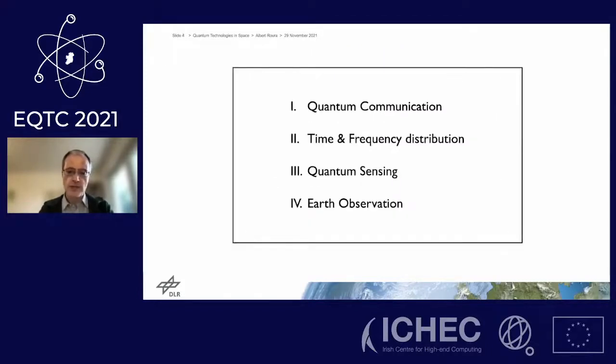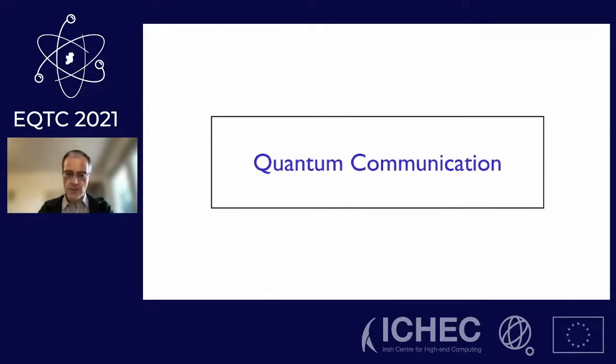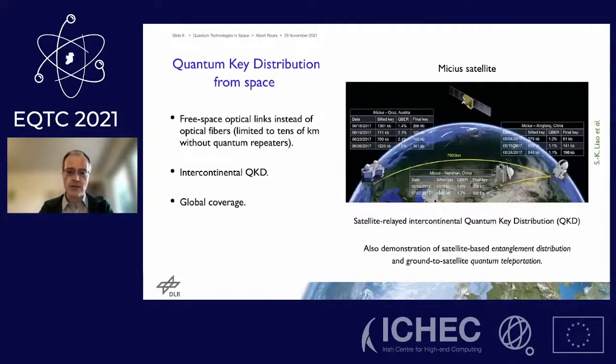So in the rest of the talk, these points will be illustrated for the main 4 areas of quantum technologies in space, namely quantum communication, time and frequency distribution, quantum sensing, and Earth observation. About quantum communication, Eleni Diamanti gave already a very nice talk this morning. And since time is limited, I'm just going to emphasize here that the Chinese mission satellite already demonstrated quantum key distribution, intercontinental quantum key distribution.